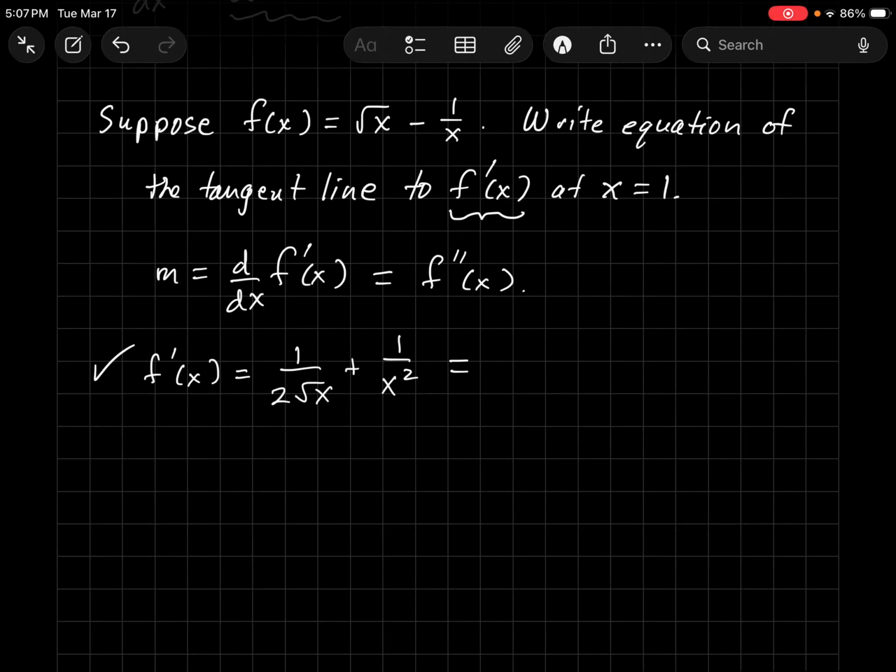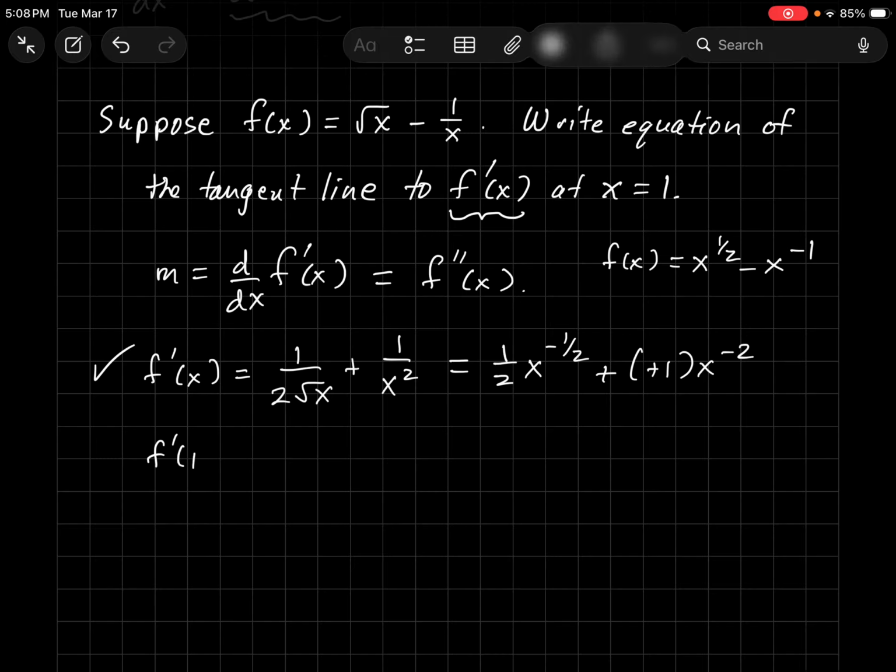But I also really kind of wanted the other version as well, which is if I look at f of x being x to the 1/2 minus x to the negative 1, then I get its derivative is 1/2 x, and subtract 1 to get to the new power, to the negative 1/2, and then minus negative 1 x to the negative 2. So my y value is my f prime value, so f prime of 1 equals 1/2 plus 1, which is 3/2.